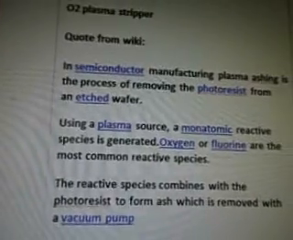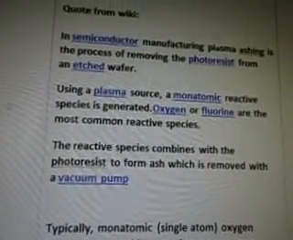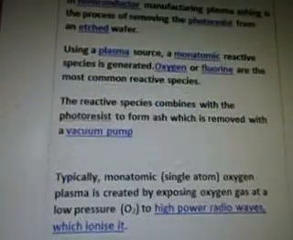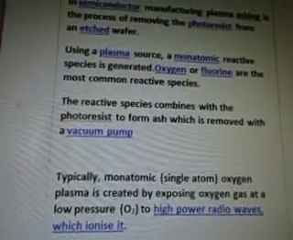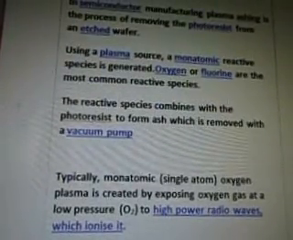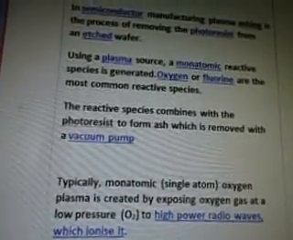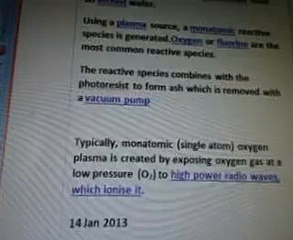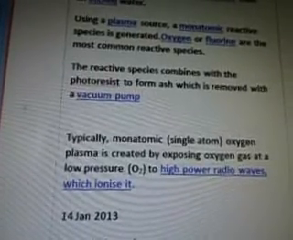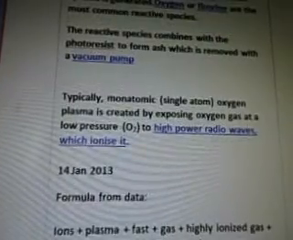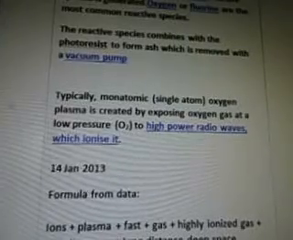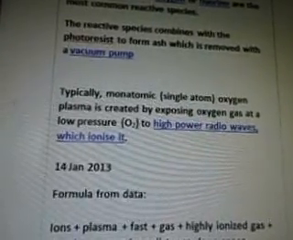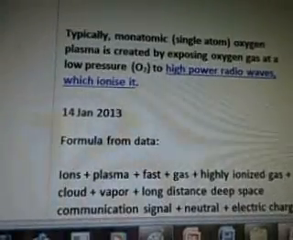Quote from Wiki: In semiconductor manufacturing, plasma ashing is the process of removing the photoresist from an etched wafer. Using a plasma source, a monatomic reactive species is generated. Oxygen or fluorine are the most common reactive species. The reactive species combines with the photoresist to form ash, which is removed with a vacuum pump. Typically, monoatomic single-atom oxygen plasma is created by exposing oxygen gas at a low pressure, O2, to high-power radio waves, which ionize it.